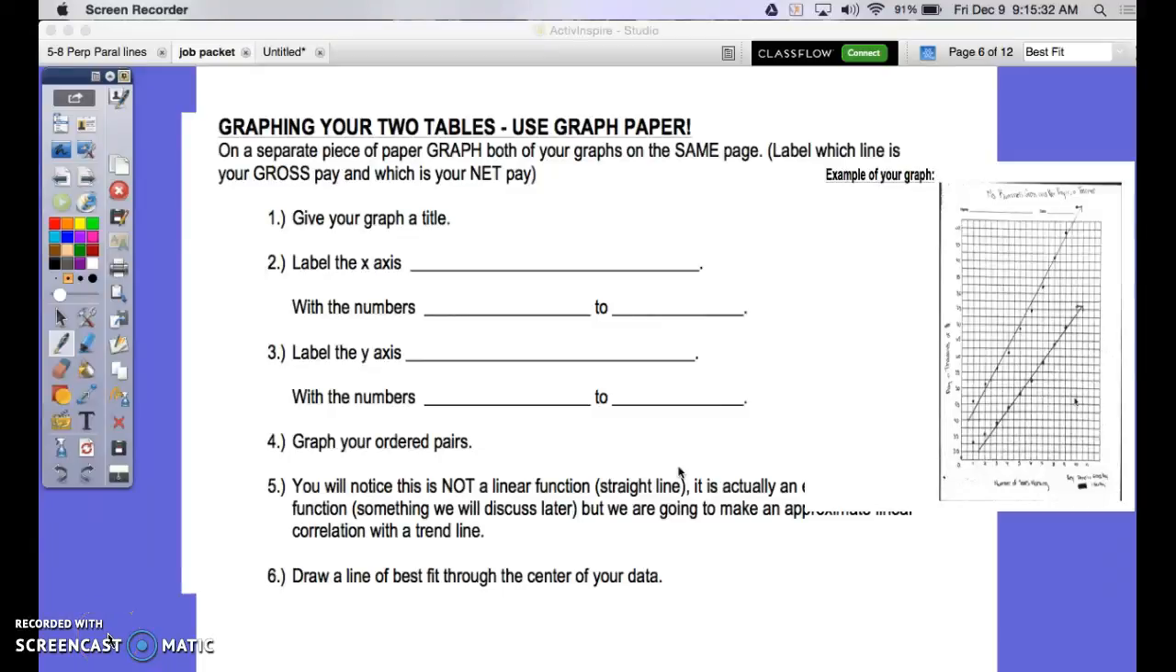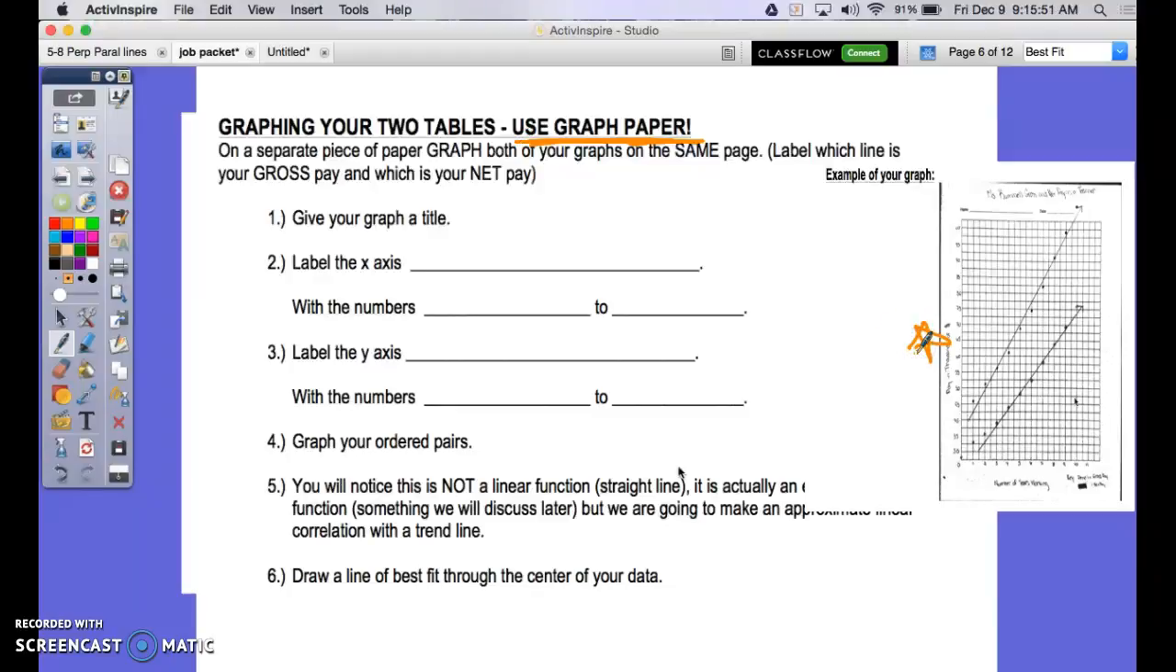All right, guys, so once we have your tables filled out with your net pay and your gross pay, what we're going to take a look at now is graphing your two tables. And we want to make sure that you are using your graph paper for creating these graphs. So we have an example of one over here on the side.